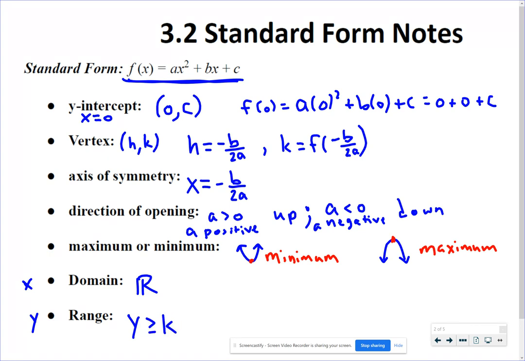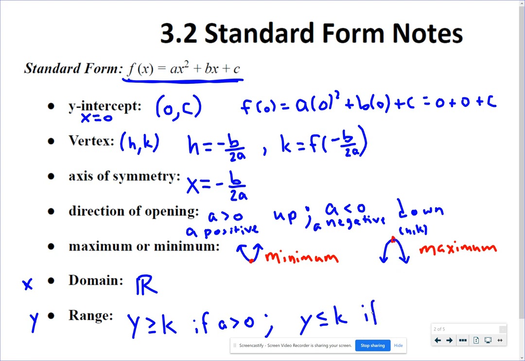K is the smallest y value, but we have everything bigger because we keep going up, right? We'll talk more about that when we get to the graphing. So the range is going to be y is greater than or equal to k if it opens upward. In other words, if a is greater than 0. It's going to be y is less than or equal to k if your parabola opens downward. Because notice what's happening here. This point is h comma k. Our biggest y value is k, and all the other y values are going to be below that.